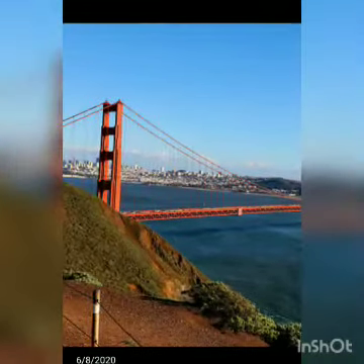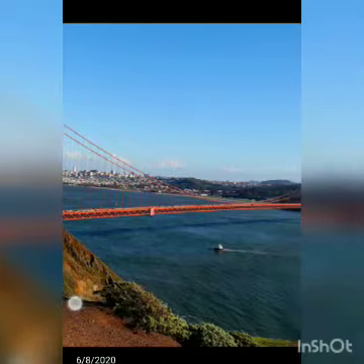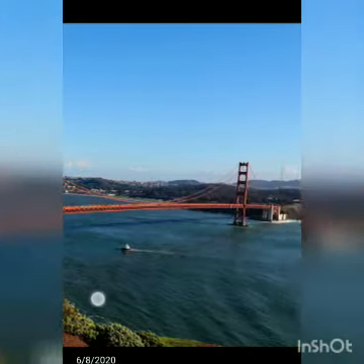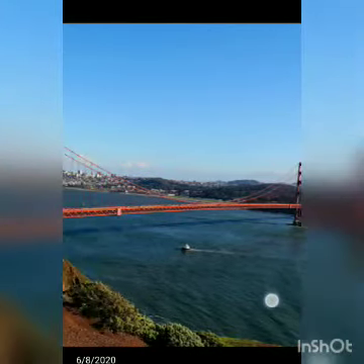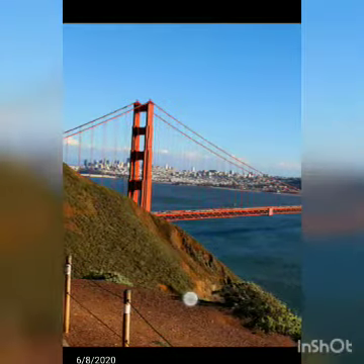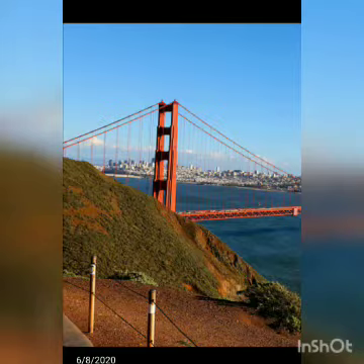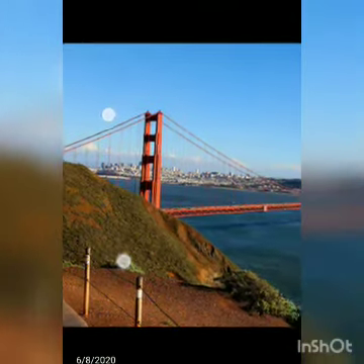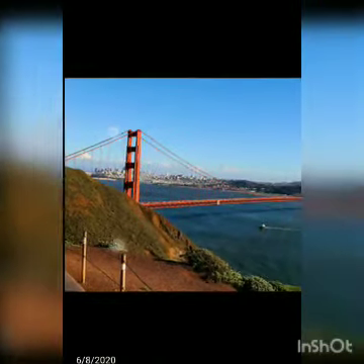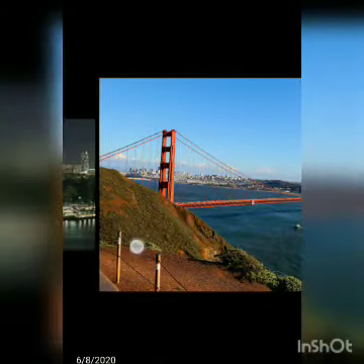This is a very famous bridge. Do you know its name? Yes, it's in the United States. Yes, it's the Golden Gate Bridge.